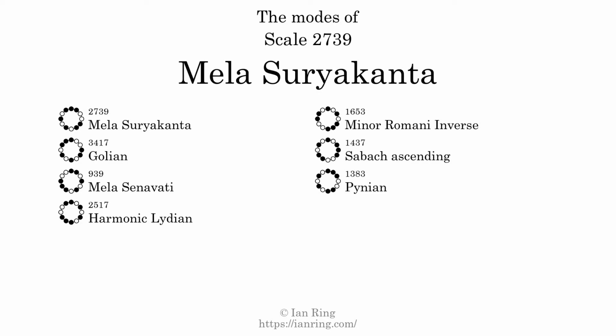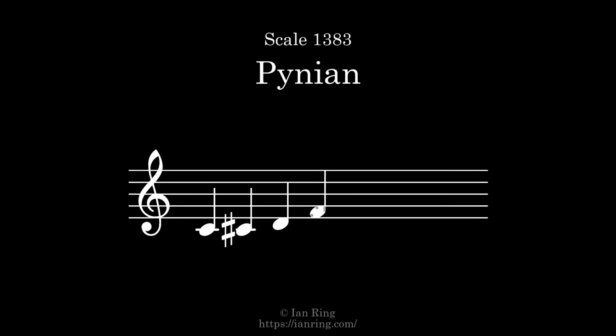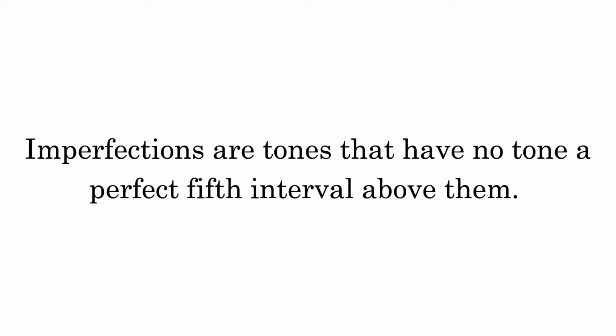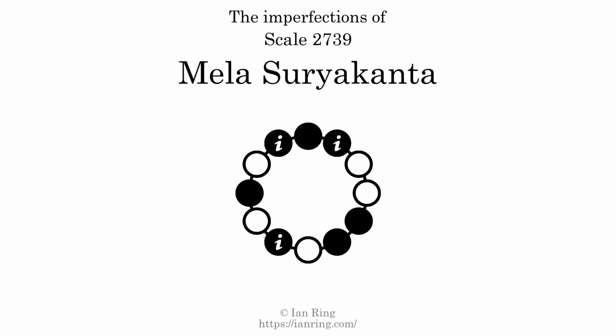The seventh and last mode is scale 1383, also known as Pinean. It sounds like this. Imperfections are tones that have no tone a perfect fifth interval above them. This scale has 3 imperfections.